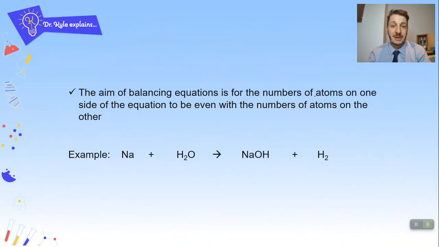Okay, so the aim of balancing equations is for the number of atoms on one side of the equation to be even with the number of atoms on the other. So here are my reactants on this side, they've got to be even with the number of this side. So here, really quickly, you can only put numbers in front. And so I've got one sodium here, that's fine. 2 hydrogens here, 1, 2, 3 hydrogens on this side. So I need to balance this up, even it up. I'm going to put 2 here, so I've got 1, 2, 3, 4 hydrogens. 2 here, 1, 2, 3, 4 hydrogens. I've now got 2 oxygens on this side, but that's okay because I've got 2 oxygens on this side. 2 sodiums, so I need to put a 2 here to balance that up.